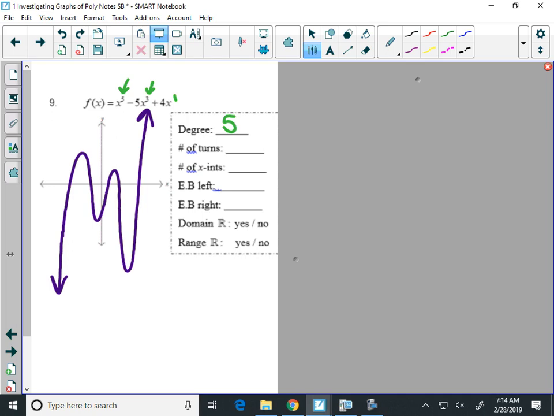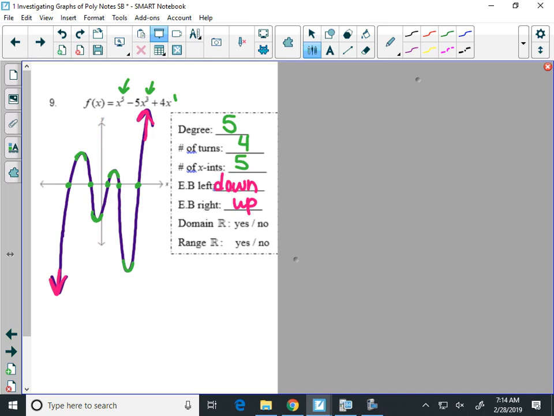Now the number of turns, I have 1 turn, 2, 3, 4. I actually have 4 turns in this polynomial. X-intercepts, let's see, 1, 2, 3, 4, 5. So 5 X-intercepts. The end behavior on the left, the arrow is pointing down, and the right arrow is pointing up.